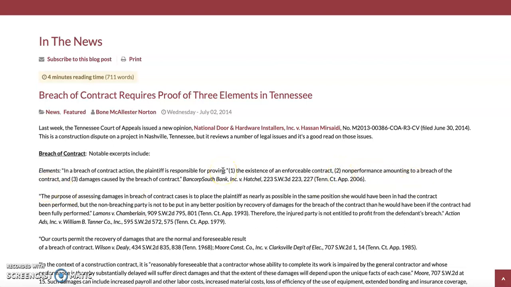And then two, non-performance amounting to a breach of the contract. So the couple would probably try to sue the wedding venue, saying that there was a breach of contract, they kept their money, but they didn't want to get married there. But again, I go back to the clause in the contract that says that all the deposits are not refundable. And then three, damages caused by the breach of contract. So that would be the money that the Roberts lost. This information is cited by the case BancorpSouth Bank versus Hatchell.